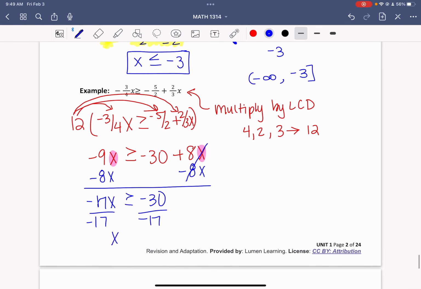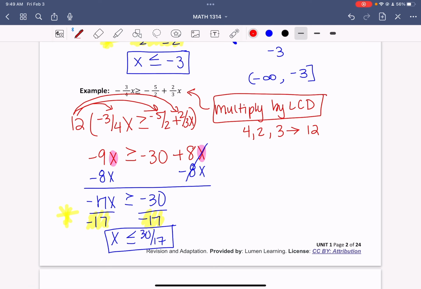Now this gives me x right here. Again, I divided both sides by a negative, so that's my one difference. I'm going to flip this inequality. Negative 30 over negative 17 reduces to just 30 over 17. Those negatives would reduce. Now, I'm not going to freak out that I got a fraction for an answer. That is possible, but I wanted to show you how this is really nice on how we can multiply in order to eliminate our fractions to make our processes a little bit easier.